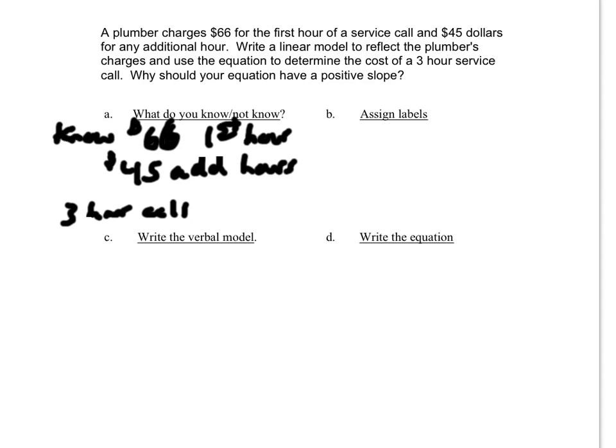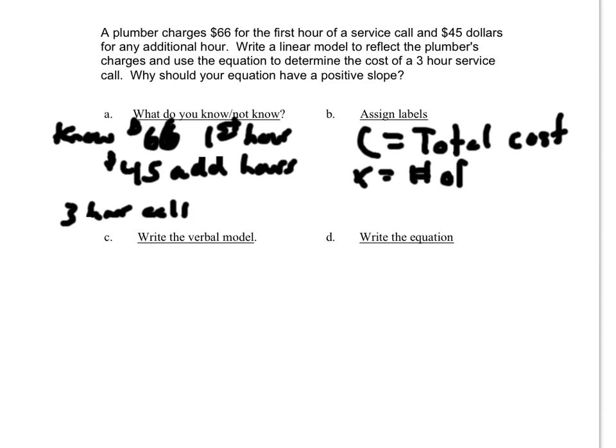So assign labels. Well, the cost, we don't know the cost, the total cost, okay? So I'm going to put C equals the total cost. Then we need a variable for the number of additional hours. So X is going to be the number of additional hours, because we don't know the number of additional hours. Okay, because that changes. We could have 1 additional hour, 2 additional hours, 3, whatever it is. So it's going to have a variable. Alright? So, plumber charges 66.